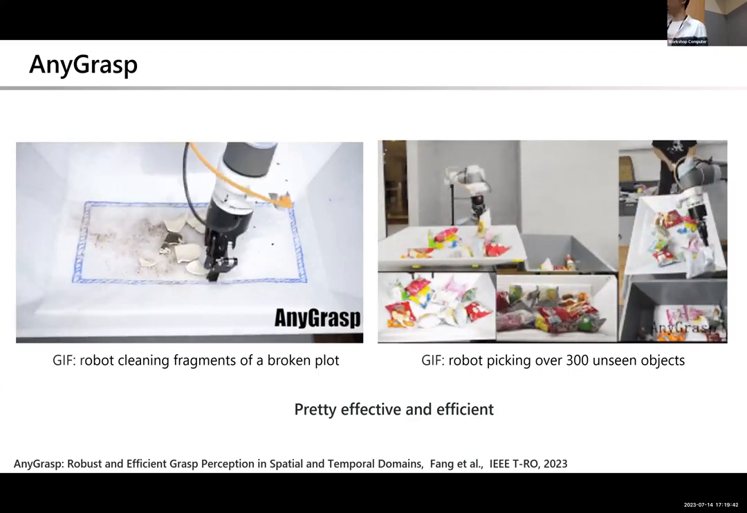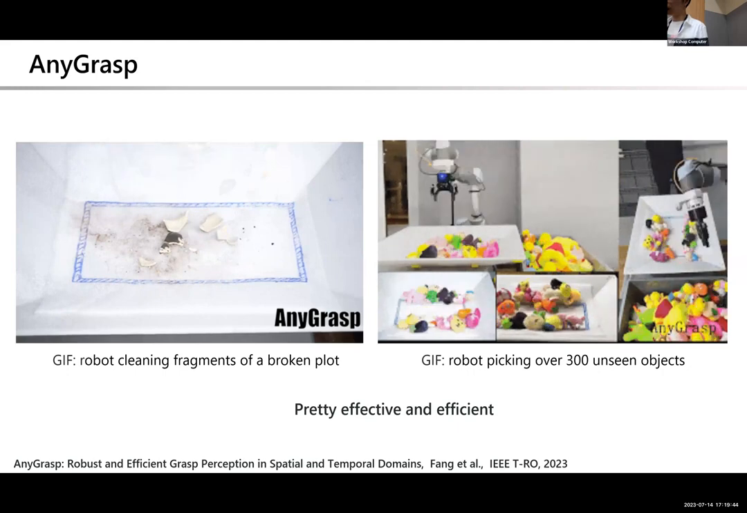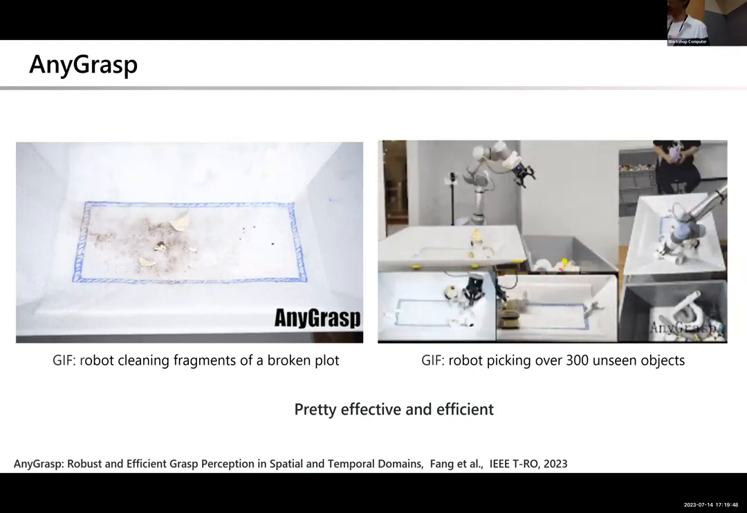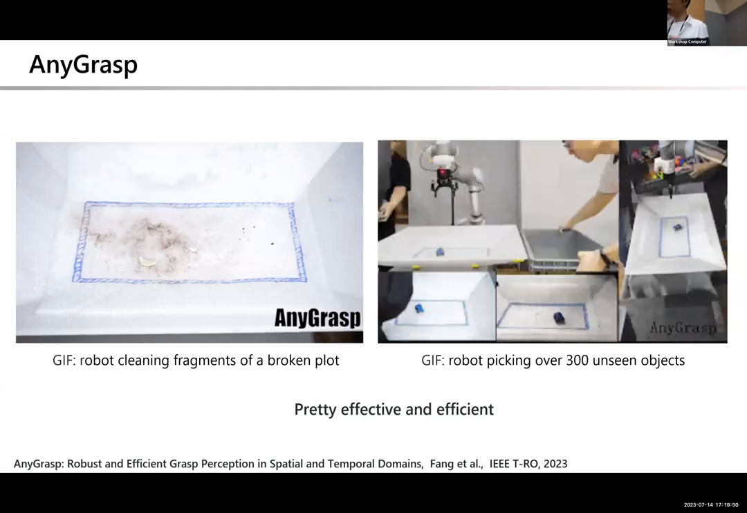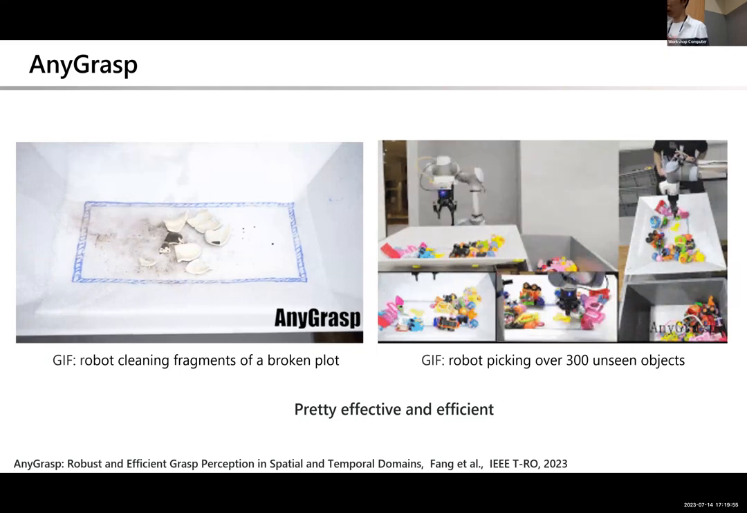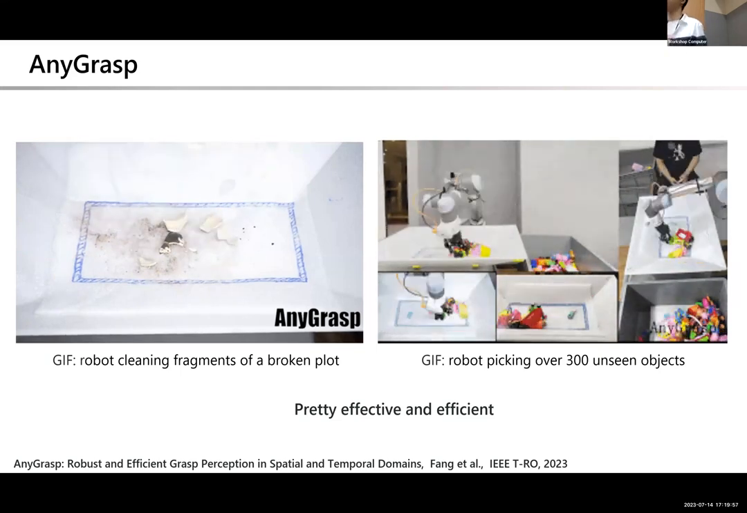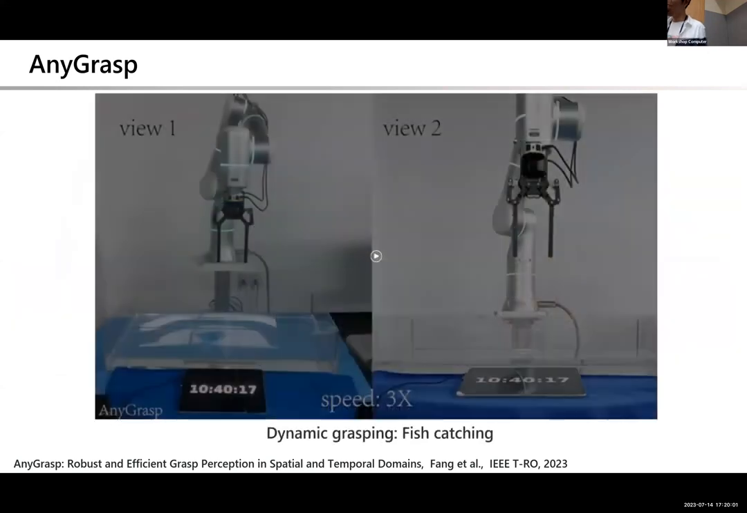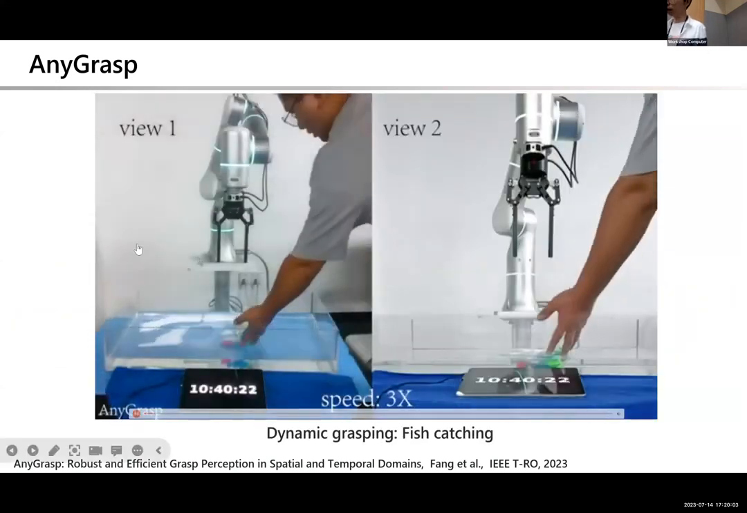And in the second demo, I show a robot picking over 300 unseen objects, including deformable objects, tiny objects, and objects with different shapes and materials. We demonstrate that it's pretty efficient and effective. AnyGrasp will also provide closed loop control.